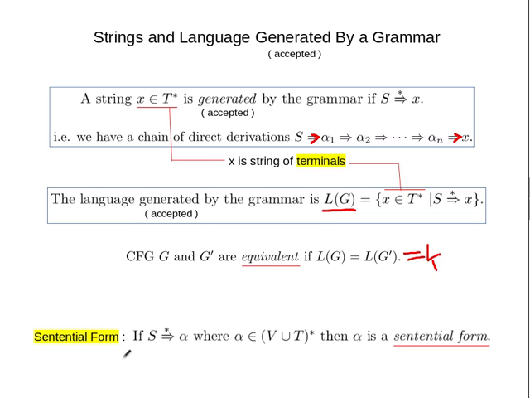So there is one more jargon which is sometimes used in some proofs. So if we can derive alpha from S, so this alpha is a string involving both variables and terminals. So here it was just over terminals, here it is over both terminals and variables. So if there is some alpha which we can derive from S, then it is called a sentential form. Okay, so any string here which can be derived from S is a sentential form.